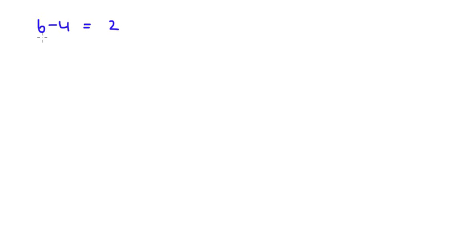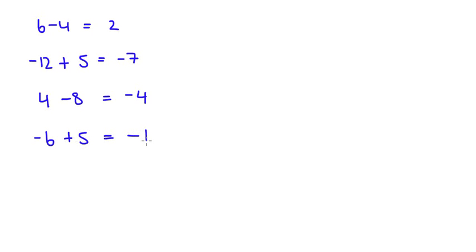So a few more examples. 6 minus 4, different signs, so I subtract and keep the sign of the bigger number, and we get 2. Minus 12 plus 5, subtract and keep the sign of the bigger number, so we get minus 7. If we have 4 minus 8, we subtract and keep the sign of the bigger number, we get minus 4. Minus 6 plus 5, subtract and keep the sign of the bigger number, so we get minus 1.